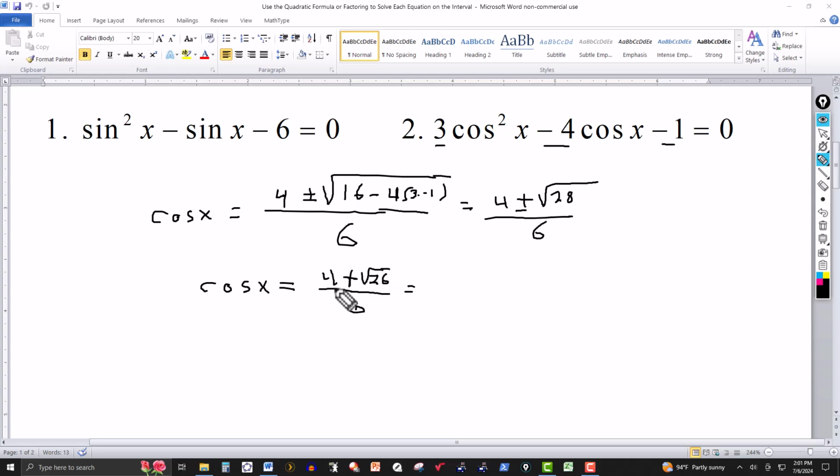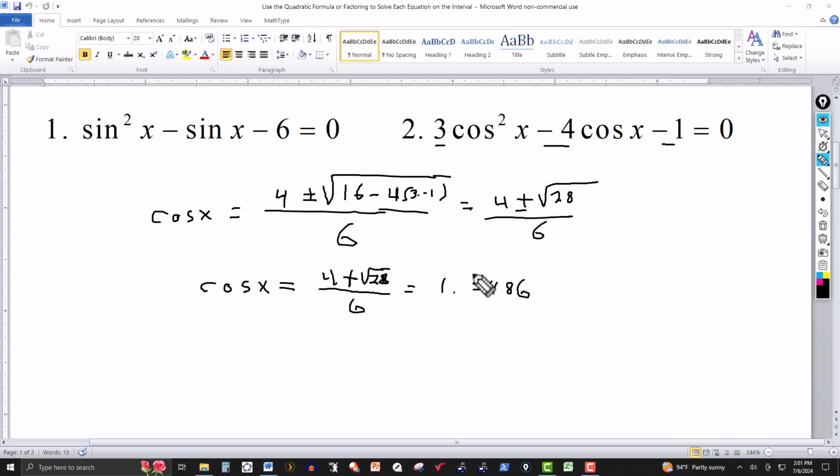Let's say, use your calculator: 4 plus the square root of 28 divided by 6, and this will give me 1.5486. And then I would solve this trig equation for x. But notice again, this is telling me that cosine of x is equal to 1.5486. So it gives you a value larger than 1.